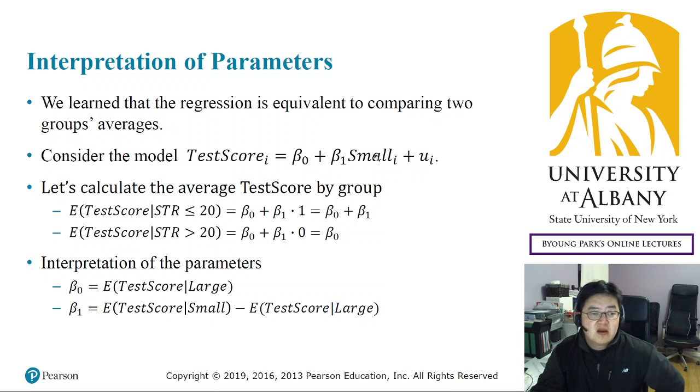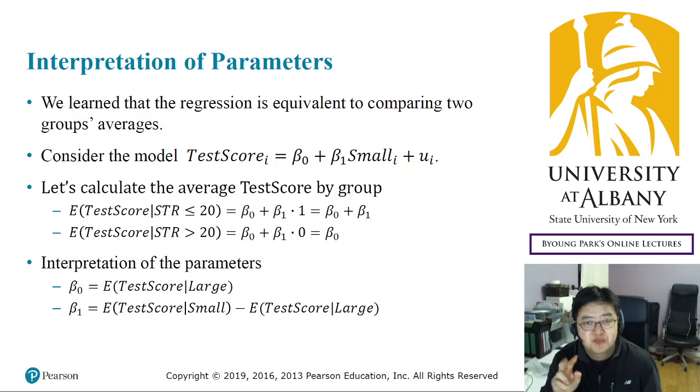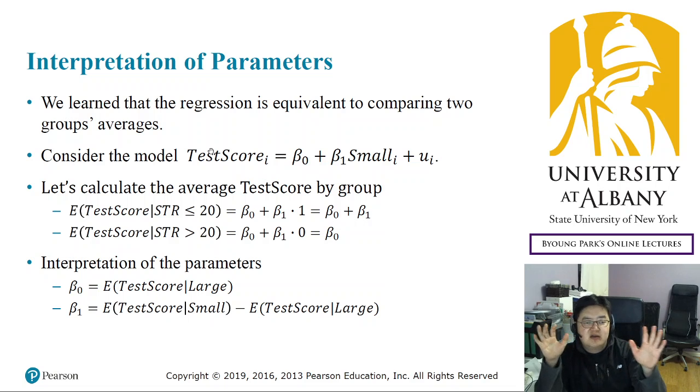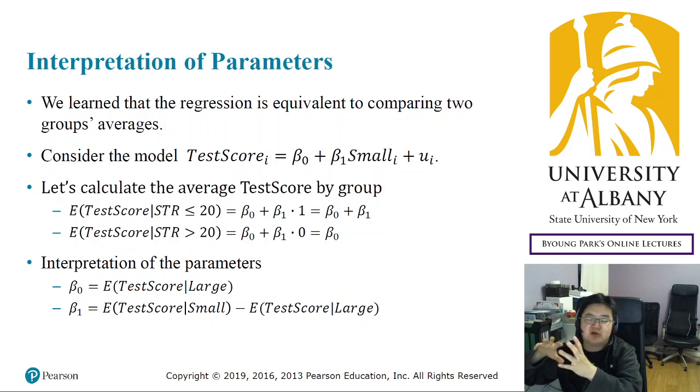variable. And remember, we have two groups, small or large. In the data, some school districts are included in the small group, and the others belong to the large group. We calculate the average test score for each of those groups. First, if you calculate the average of test scores from the small class size group, then according to the model, it's small class size, so they have small equals 1.